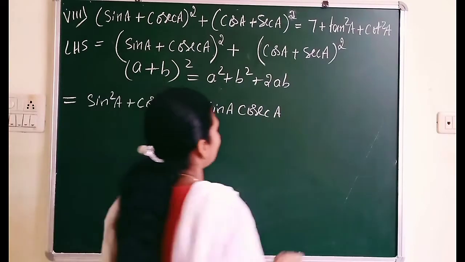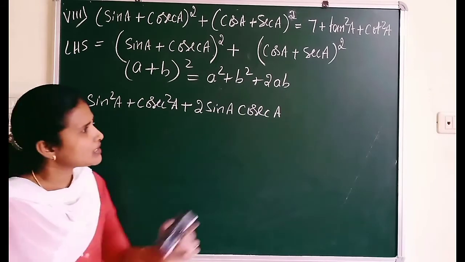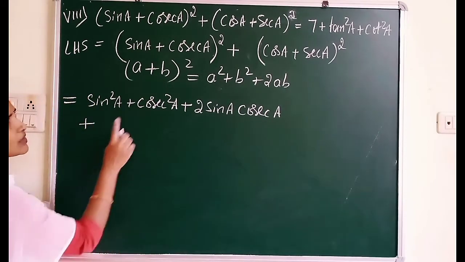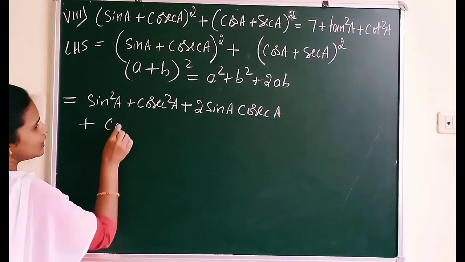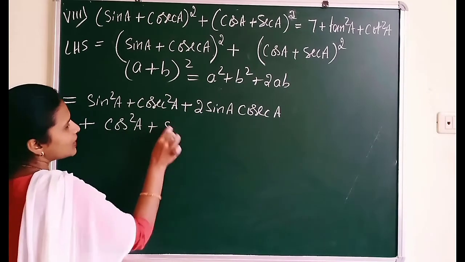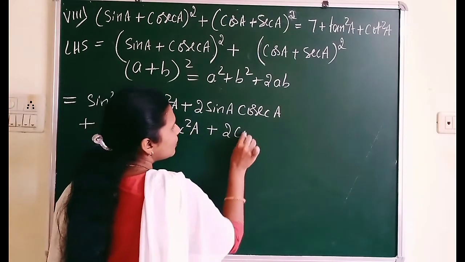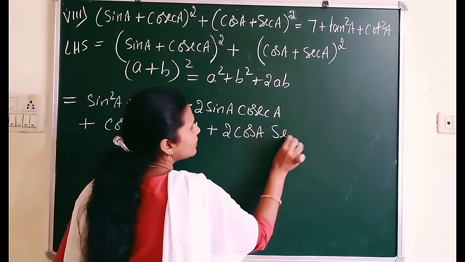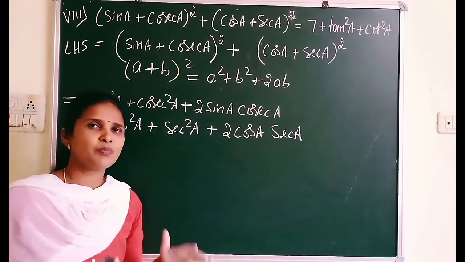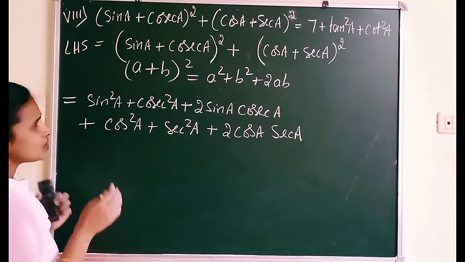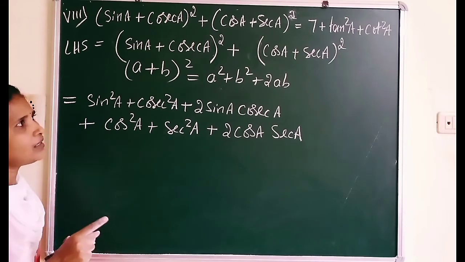Now the second bracket. Here the space is very less, so I am continuing down. You can observe, same, apply (a + b) whole square. Cos a plus sec a whole square can be written as cos square a plus sec square a plus 2 cos a into sec a. So both the brackets we expanded using (a + b) whole square. Now let us observe what you have in the RHS. You have 7 and you have tan term and cot term.